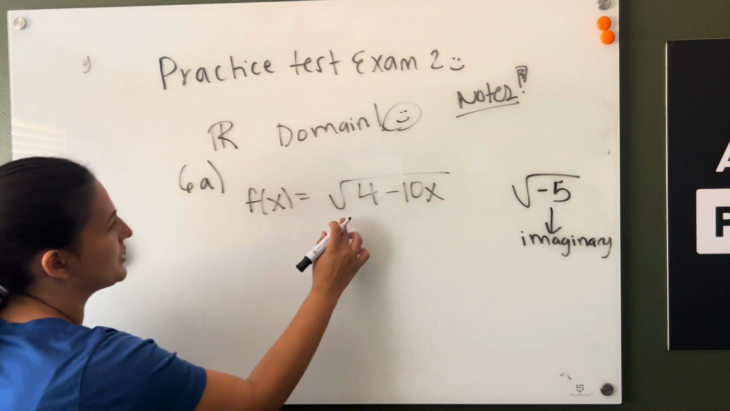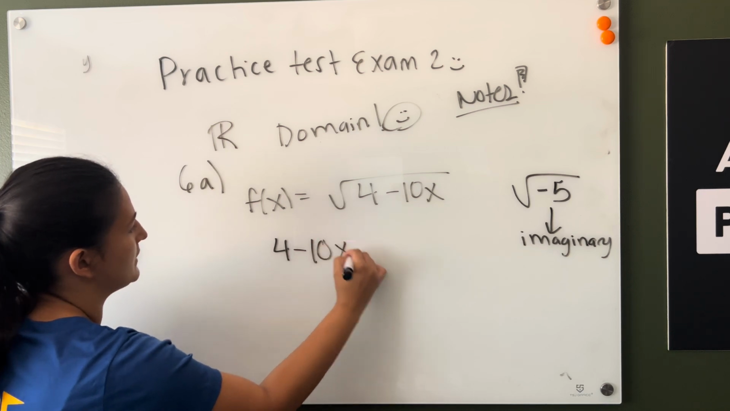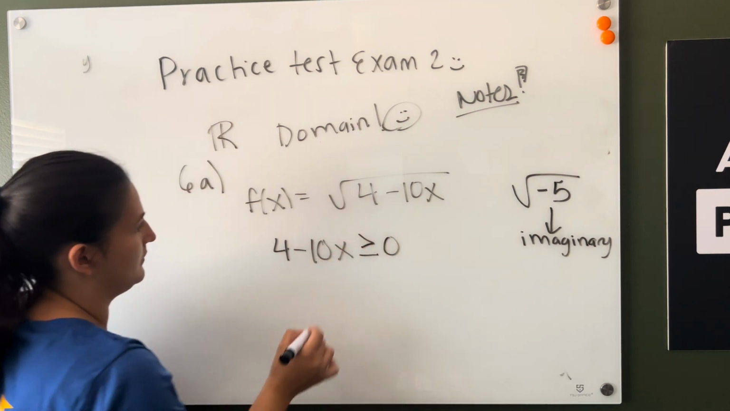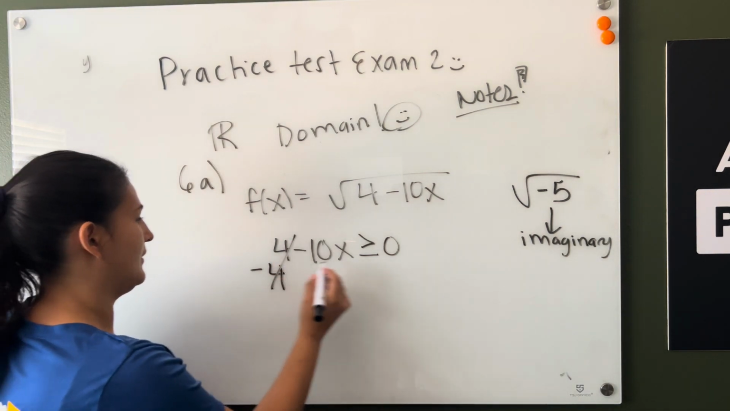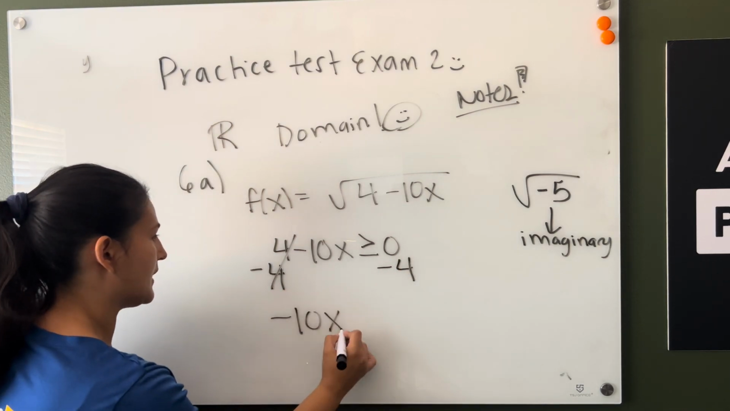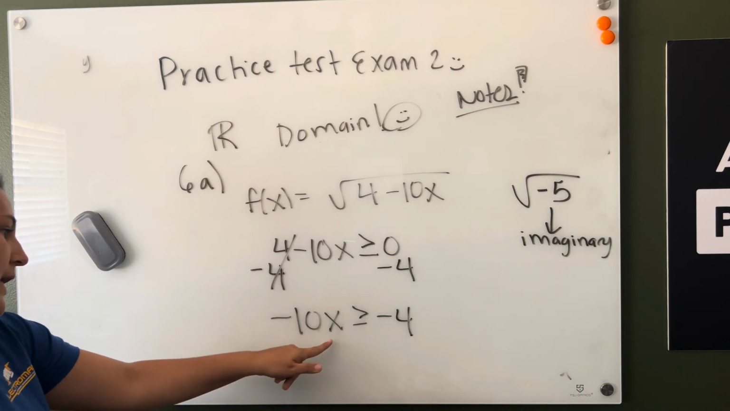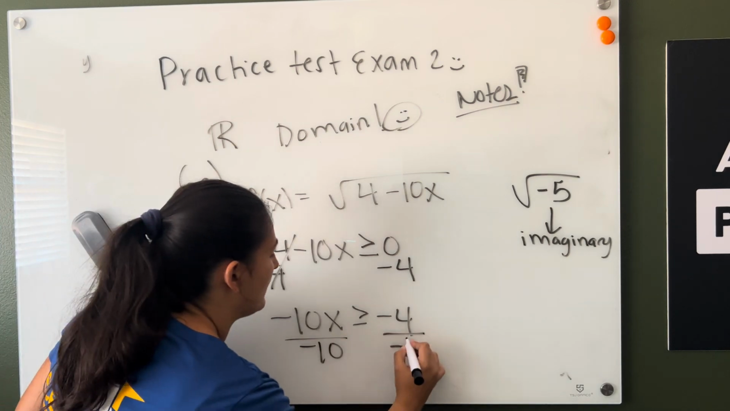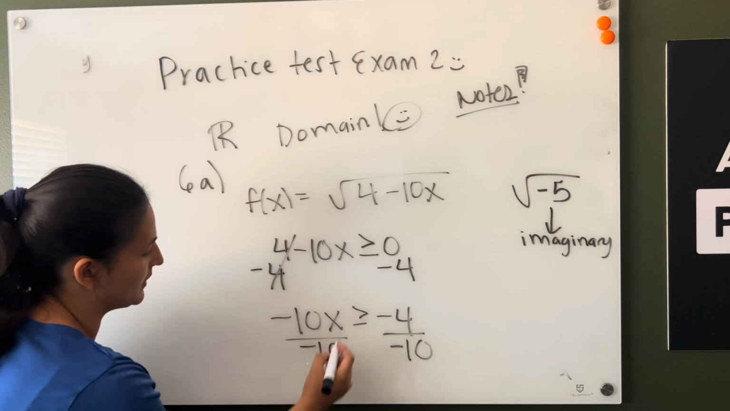So what I'm gonna do is make sure that this number is positive, right? So 4 minus 10x, remember that's some number, is positive. So it's either equal to 0 or it's greater than 0. And from there you just solve using the rules of inequalities, right? So minus 4, negative 10x is greater or equal to negative 4. Okay, what's the opposite of multiplying x by negative 10? Dividing by negative 10. But remember, when you multiply or divide by a negative, when you have inequalities, you need to flip the sign, right?